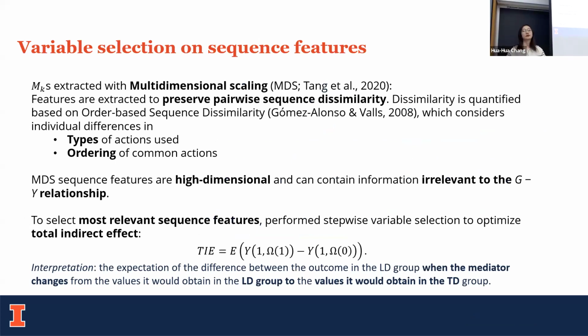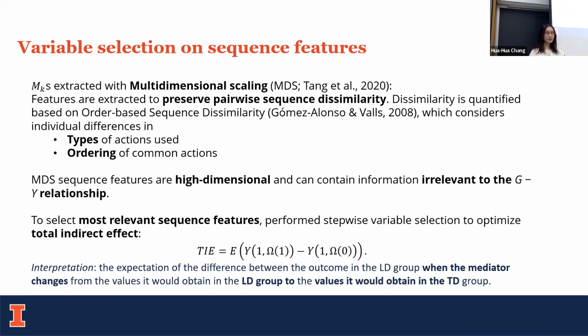So the M's here are features that are extracted from the raw sequence data using MDS, or multidimensional scaling. This is a technique to convert the variable length original unstructured log data into numerical features of fixed dimensions. Here we use 20 dimensions that are thought of to preserve pairwise sequence dissimilarity.